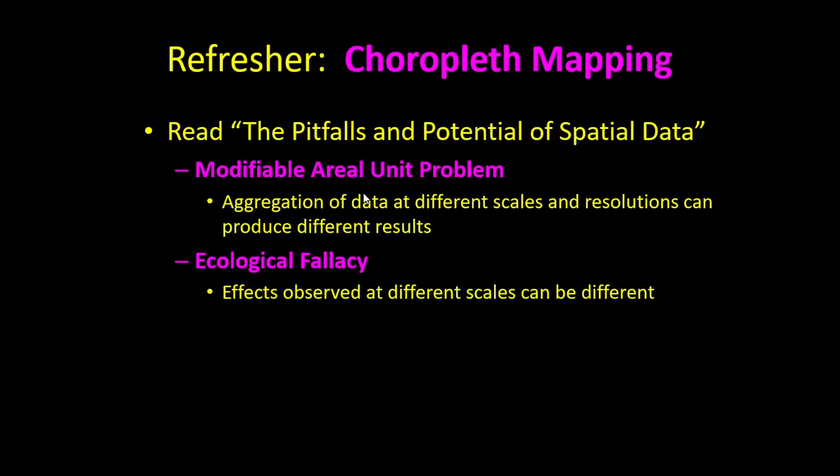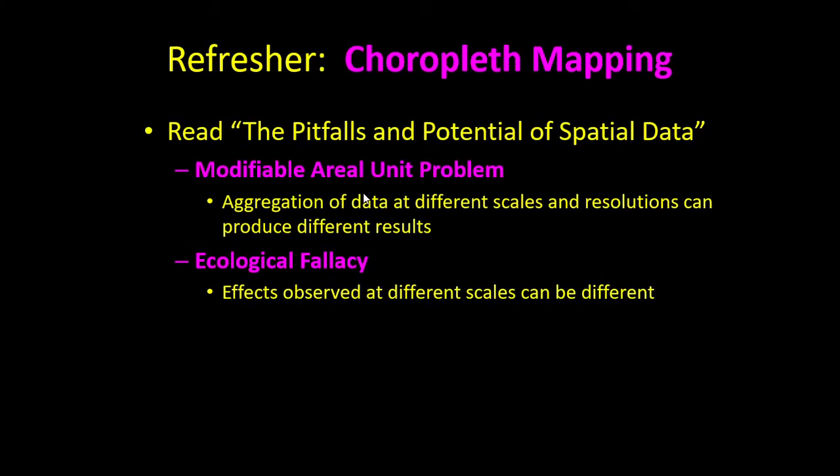As for the Modifiable Areal Unit Problem, I've got plenty of examples to showcase this, but the idea here is that aggregation of data at different scales and resolutions can produce different results. If what determines the results of a particular map or our particular research is how we draw the geographies, then is that really doing anything? It's more a lesson in geography than a lesson in your data.